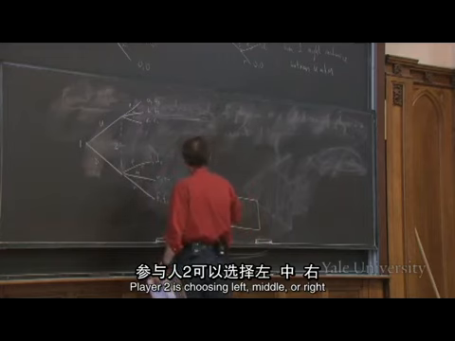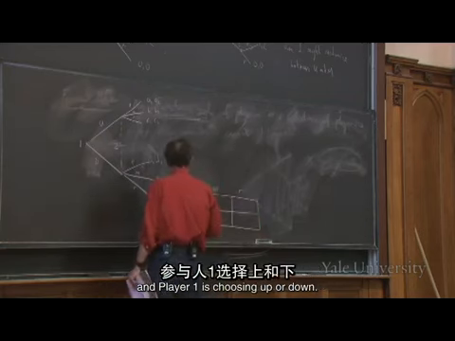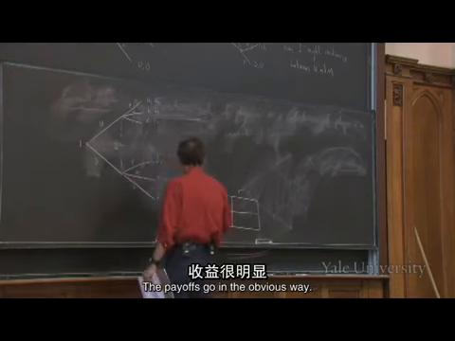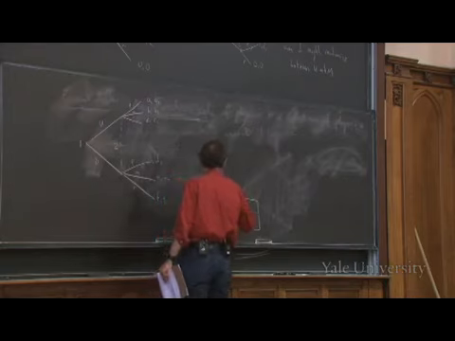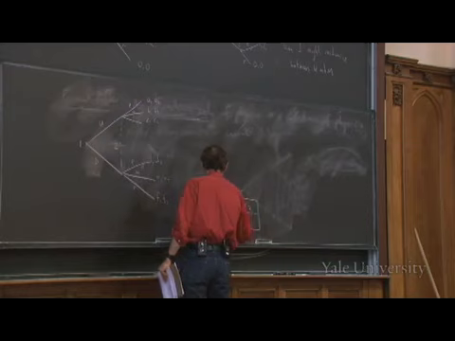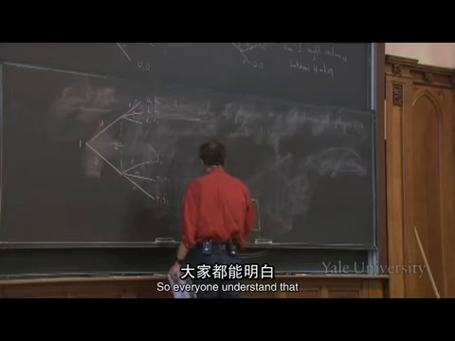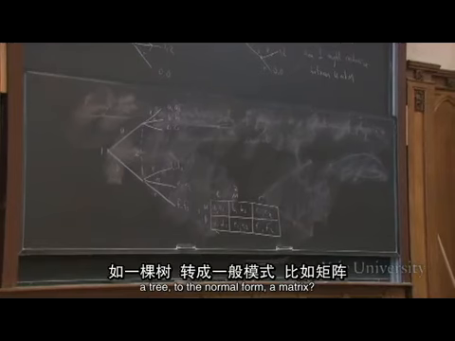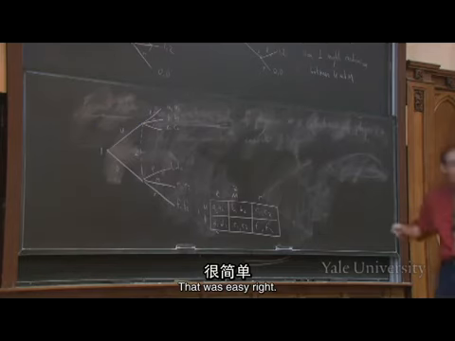Player 2 is choosing left, middle, or right, and player 1 is choosing up or down. All right, and the payoffs go in the obvious way. So A1, A2, B1, B2, C1, C2, D1, D2, E1, E2, and F1, F2. Everyone understand that was just a simple exercise to show we can go from an extensive form, a tree, to the normal form, the matrix. All right. However, okay, so that was easy, right?